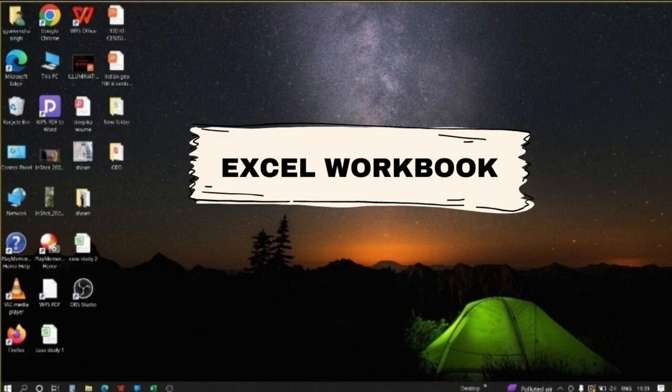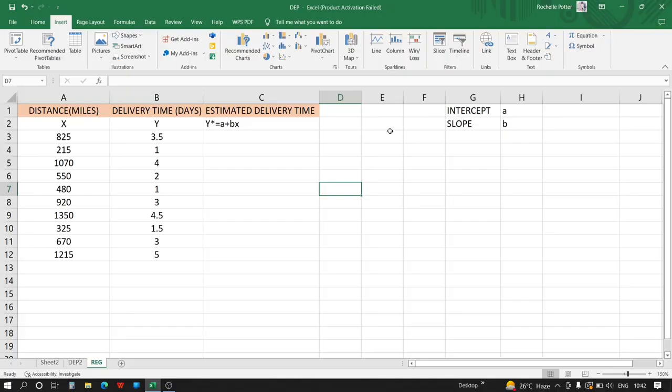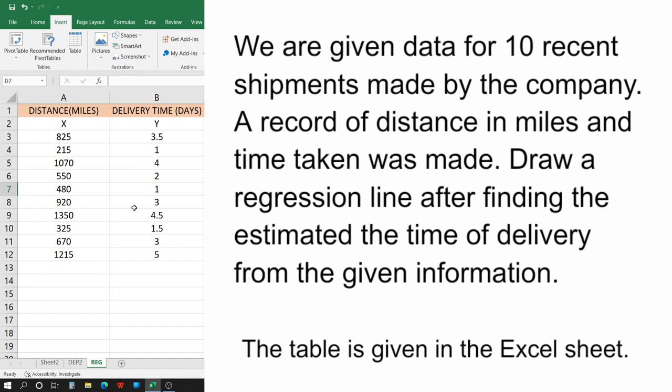We'll do the question of regression analysis on Excel, and this is the data provided in the question. I'll read out the question. We are given data for 10 recent shipments made by the company. A record of distance in miles and time taken was made. Draw a regression line after finding the estimated time of delivery from the given information.